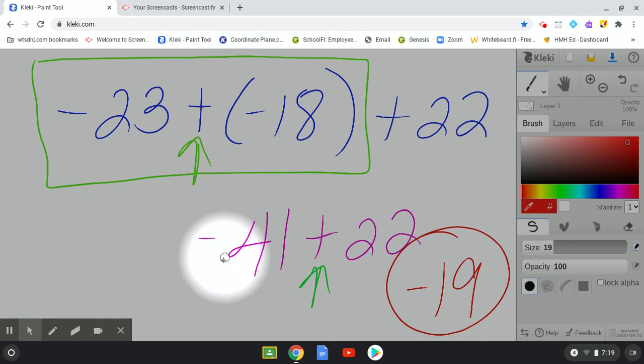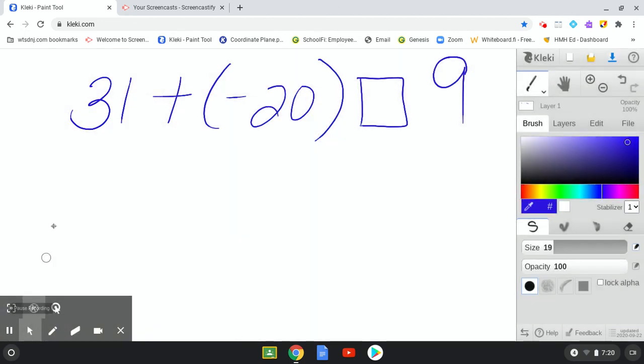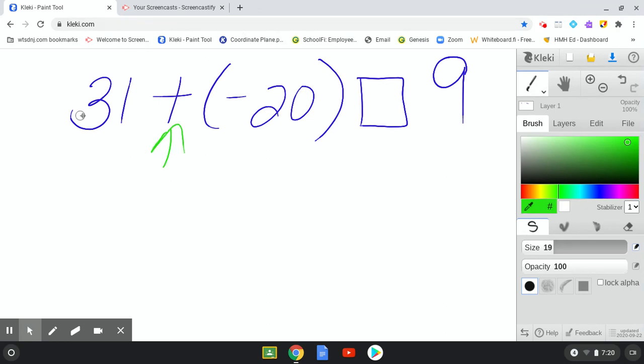All right, let's just practice comparing now. Okay, so here we have 31 plus a negative 20, and we want to know what that is compared to 9. So we have to actually solve the left side. So it's an addition problem, all right? So I'm looking at my signs. My signs are different. I have a positive 31 and a negative 20. So I'm going to subtract the 2 and take the sign of the bigger number. So I am subtracting the 2, which 31 minus 20 is going to give me 11.